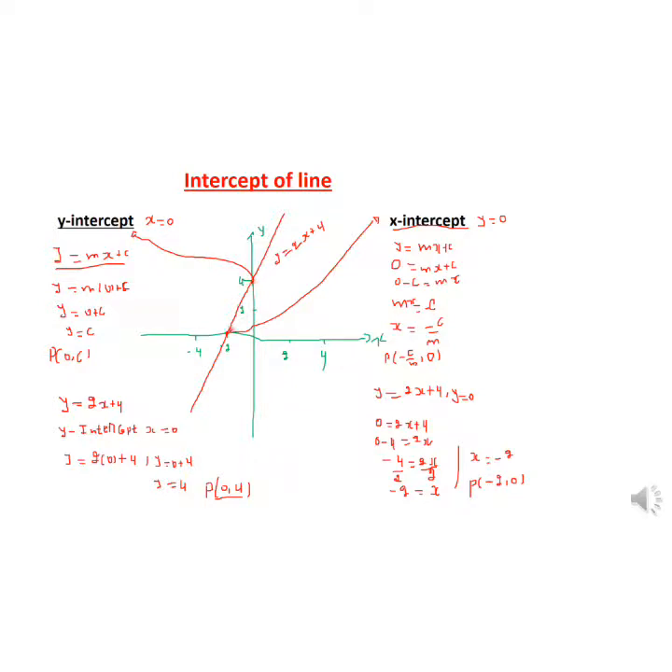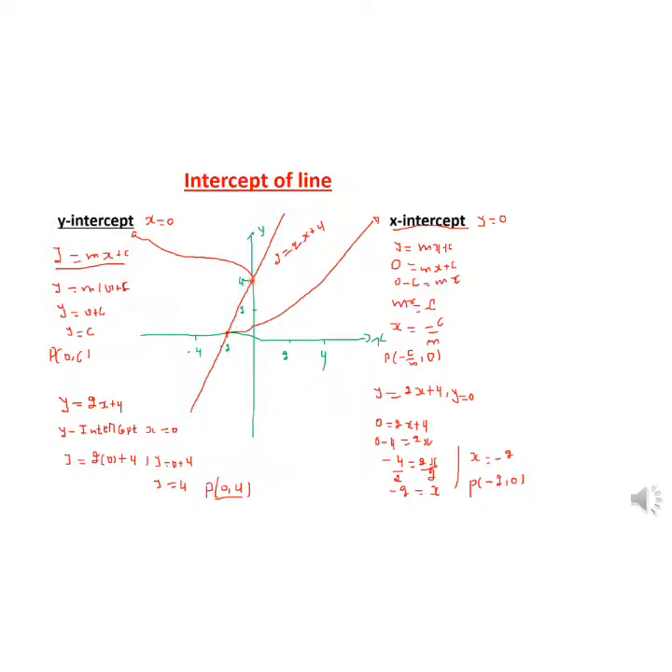On the X axis, it takes the point located at negative 2. This means that negative 2 is the X intercept and 4 is the Y intercept.